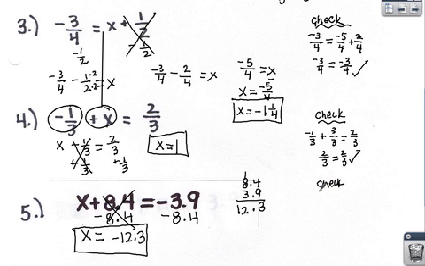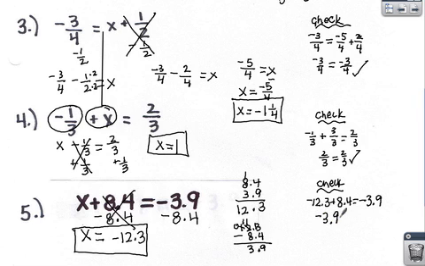To check this, I plug in negative 12.3 for x. These are different signs, so I subtract 12.3 minus 8.4. Don't forget to line up the decimals. I need to borrow and borrow again. And then I have to take the sign of the higher number. So I get negative 3.9 equals negative 3.9, which does work. So x equals negative 12.3.